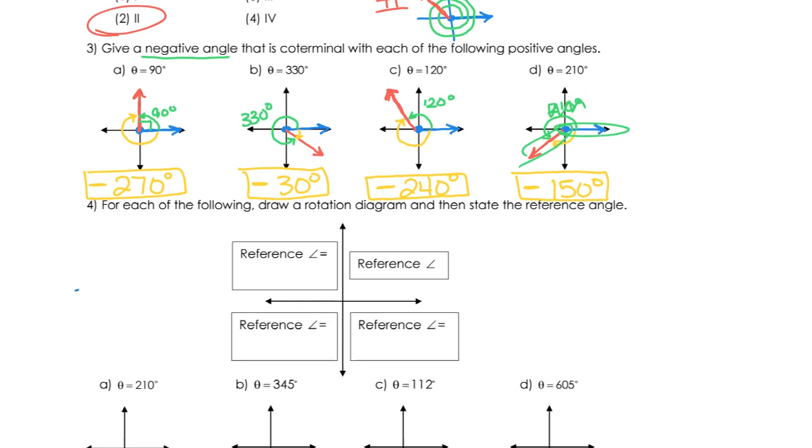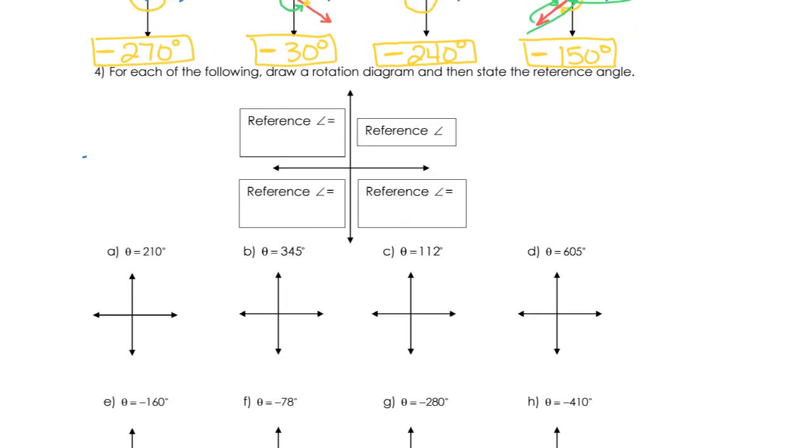So next part up, we're going to talk about reference angles. For each of the following, draw a rotation diagram and then state the reference angle. Reference angles have to be positive and acute, meaning that their measure has to be between 0 degrees and 90 degrees. It can't be 0 and it can't be 90, but somewhere in between there. And so our reference angles lie in quadrant 1.